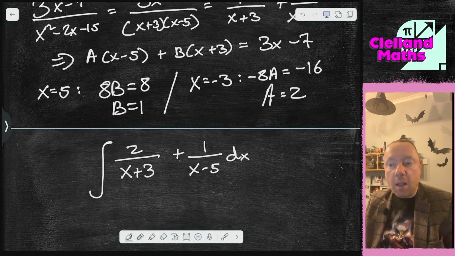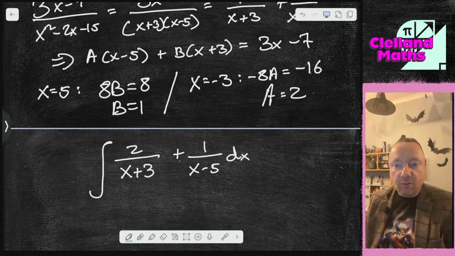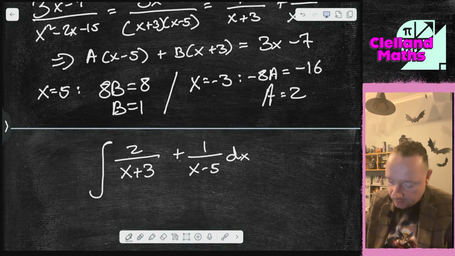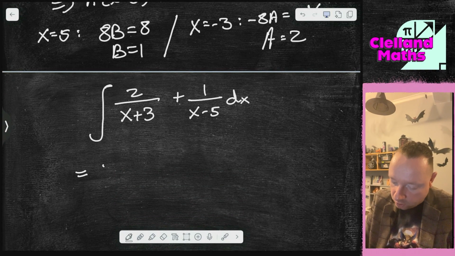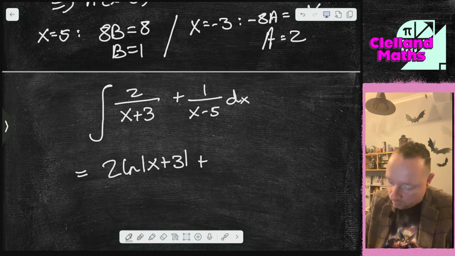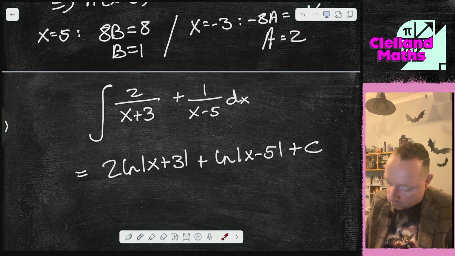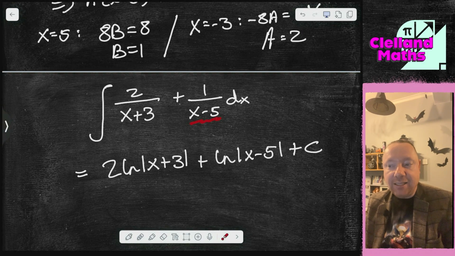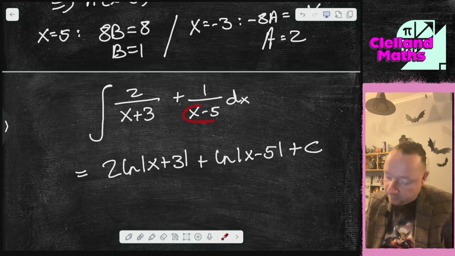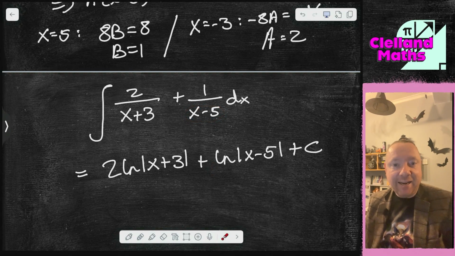And now it's easy, because the whole point of doing this is that it gives you a number over a linear function, which just integrates to a log. The start of the exam paper tells you that 1 over x goes to log x. So 2 over x plus 3 goes to 2 log of x plus 3, plus 1 log of x minus 5, plus c. Now just watch out for these linear functions. If there's a negative x in there or something, you need to be very careful. You need to differentiate it and divide by it, so sometimes you get a negative coming out.